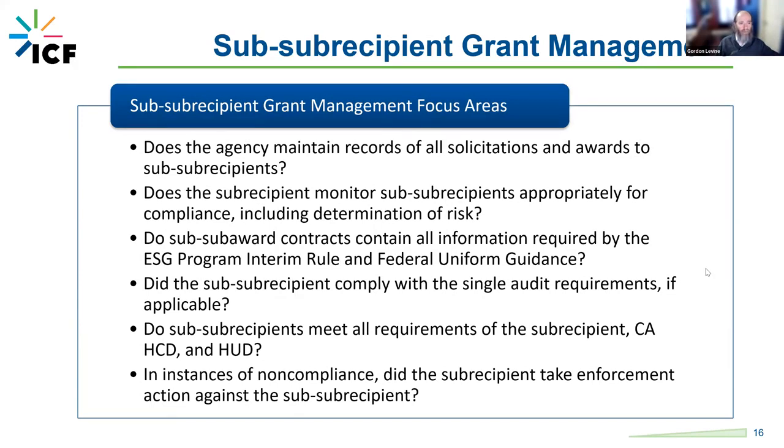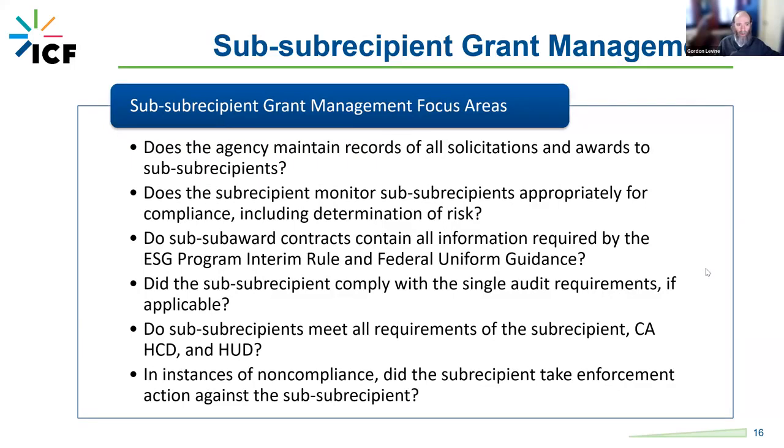Subrecipient or sub-subrecipient grant management. Does the agency maintain record of all of these solicitations and awards to sub-subrecipients? In other words, can you show HCD that you have a process for selecting your sub-subs? Does the subrecipient monitor their sub-subs appropriately for compliance, including determination of risk? So do you have a process in place for monitoring your subrecipients, and does it in some way triage subrecipients by risk, so that riskier subrecipients, based on criteria that could include but are not limited to size of grant, performance of grant, prior compliance issues, number of participants, do you triage people according to risk of the grant in terms of what would happen if it were out of compliance?